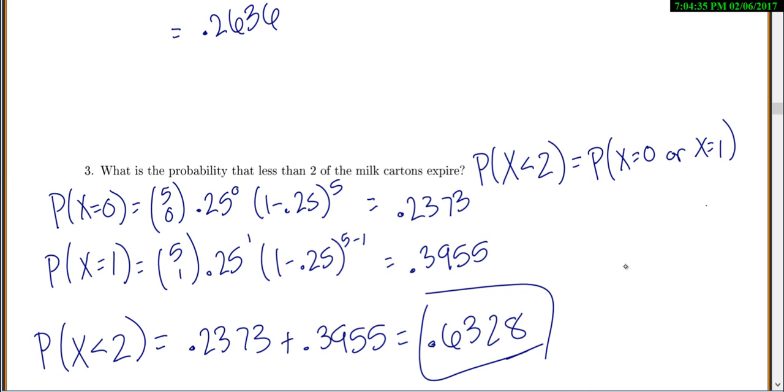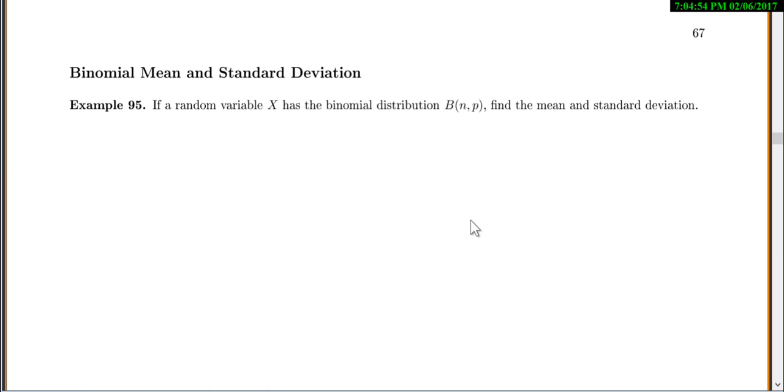So any questions on how we did this problem? There's one more thing we need to learn. Everything we've done so far, we've always talked about the mean, or expected value, and standard deviation. So let's figure out how we can find the mean and standard deviation. Again, this is kind of our proof, or our generic thing that works all the time for binomial distributions.